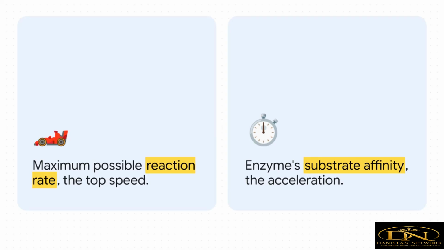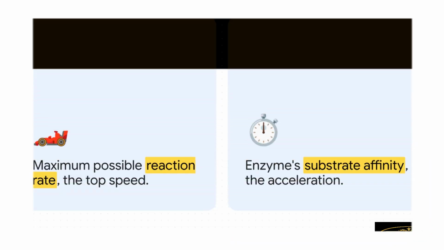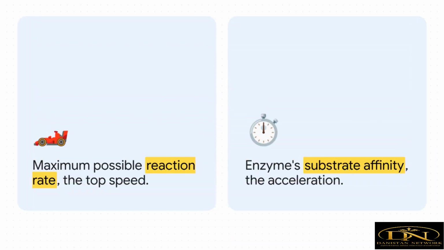To really lock this in your memory, let's use a car analogy. Think of Vmax as the absolute top speed of a sports car, the highest possible reaction rate. Km, on the other hand, is your acceleration, the enzyme's affinity, or how quickly it actually gets to that top speed. Both are totally essential for efficiency, but they measure completely different things.